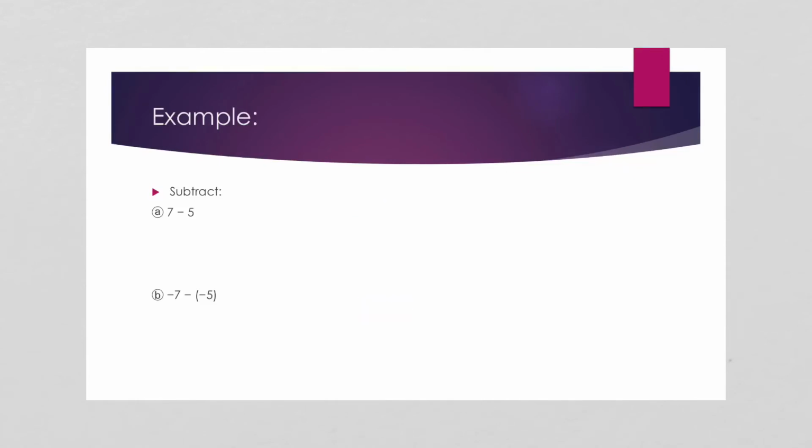Okay, so subtraction is a little bit different. I don't want you to change what you were taught in first grade. 7 minus 5 is 2. It always has been 2. It always will be 2. So your answer there is 2.